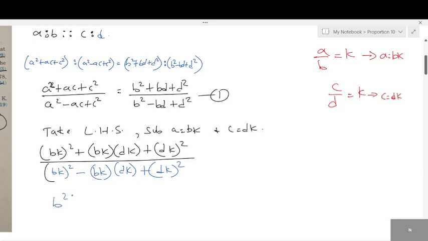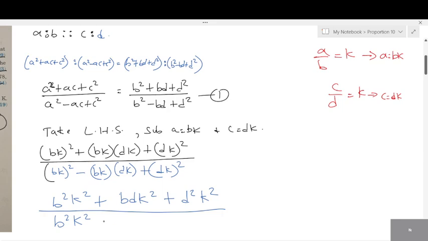Next, you get B square K square plus, write it in alphabetical order, BD K square plus D square K square. What's the value here? What is common in the numerator? One value is common. Which one? K square is common. Can you see everywhere K square is present? Then in the bracket, what do you get?